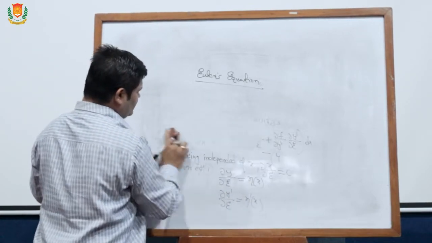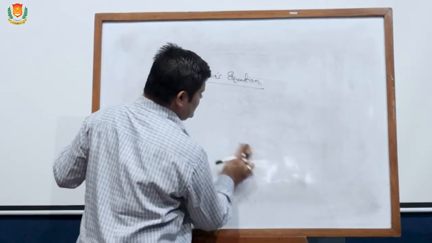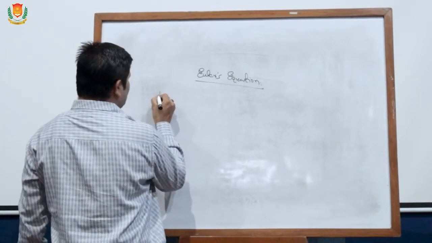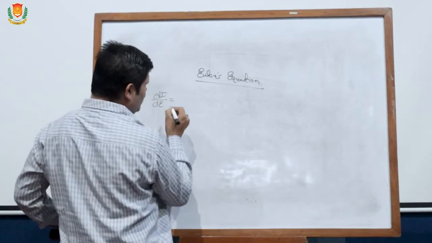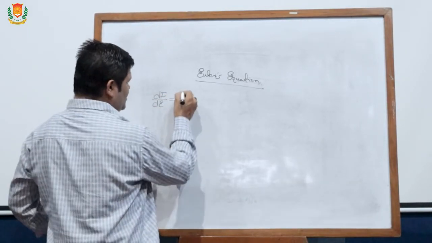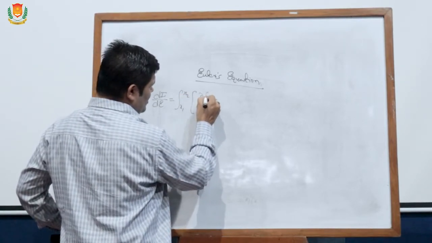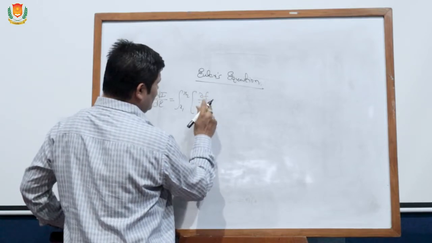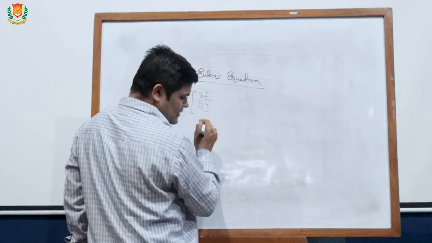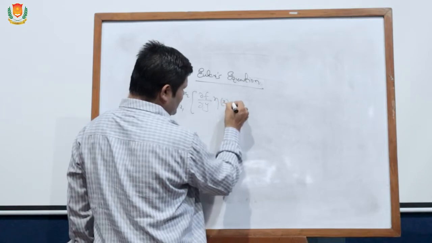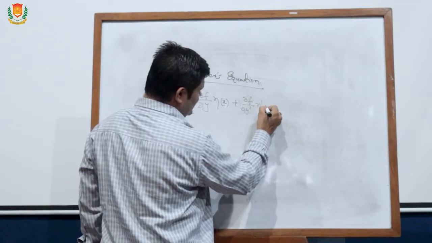When we put all these values in the equation, we have dI upon d epsilon equals integration x1 to x2 of del f upon del y times eta of x, plus del f upon del y dash times eta dash of x.